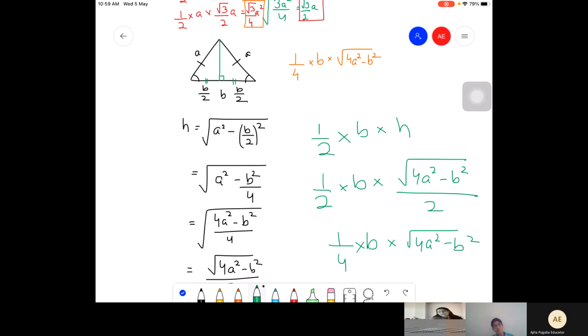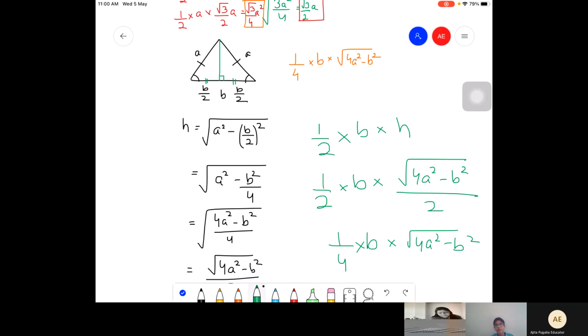The derivation isn't difficult, Neve. The derivation is quite easy. It may look simple to you. The only difficulty here is to remember the isosceles triangle formula. That's it. Yeah, 1/4 times b times square root of 4a squared minus b squared.